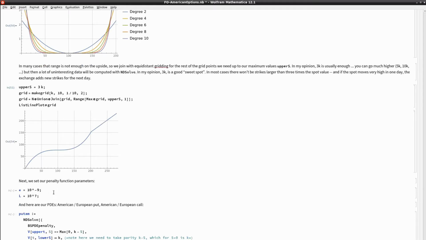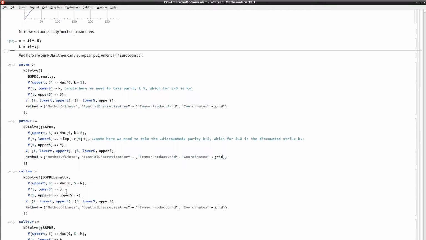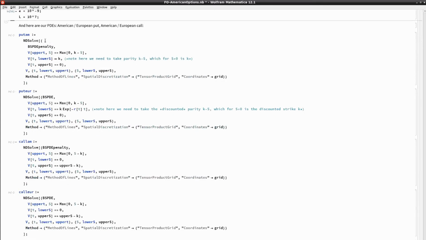So next we set our penalty function parameters. We set epsilon to be 1/1,000,000,000 and L to be 10 million. So now we are ready to define our PDEs. So the American put is this definition. We take our BSPDE penalty version. You remember we had two versions of the Black-Scholes PDE. In the American case we use the one with penalty term.